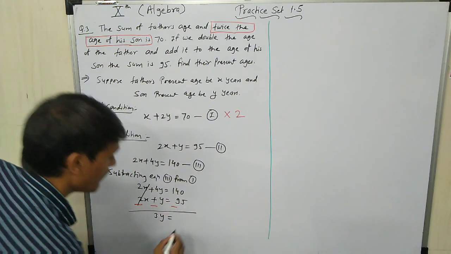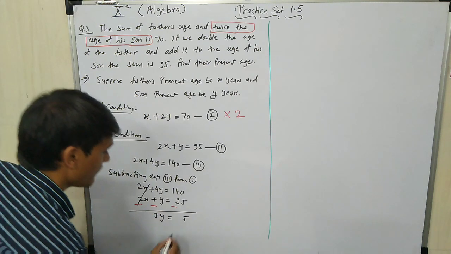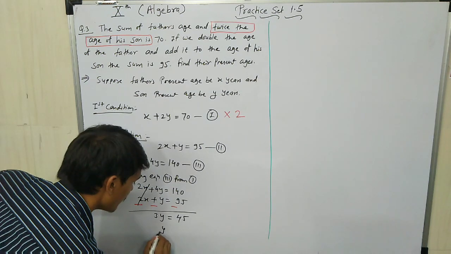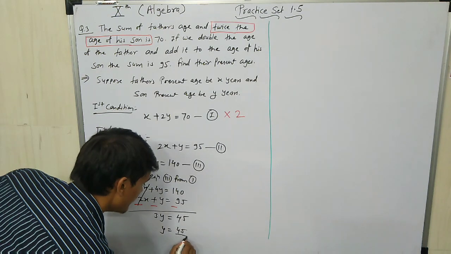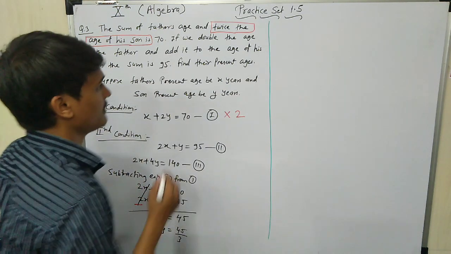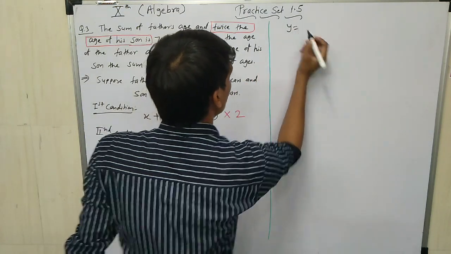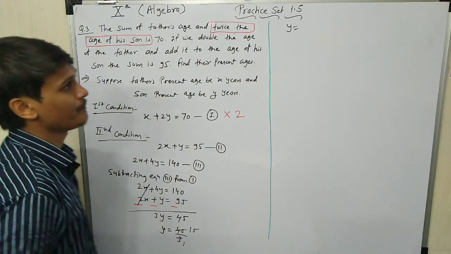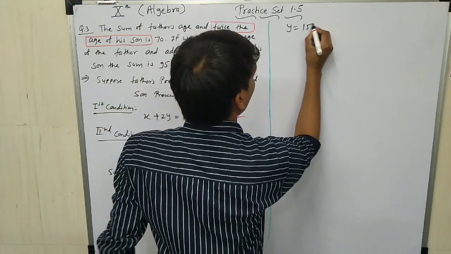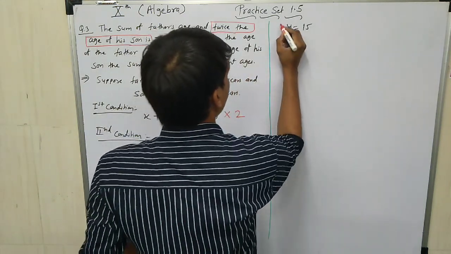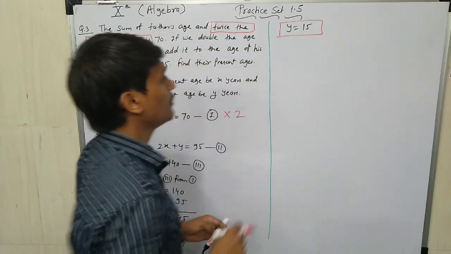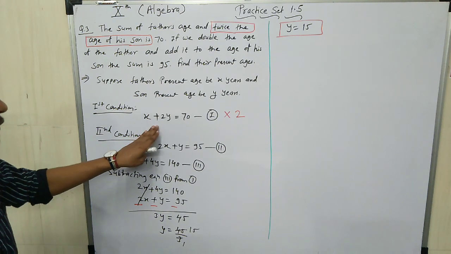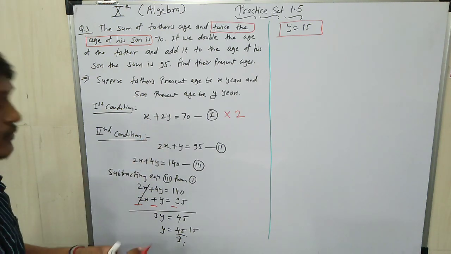3y is equal to 45. So y is equal to what? 45 divided by 3. Now y is equal to 3 ones are 3, 15. Y is equal to 15. Got it? Now put this value in equation number 1. We find out the x value.